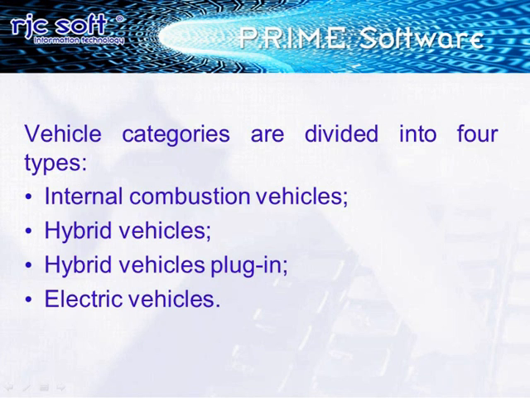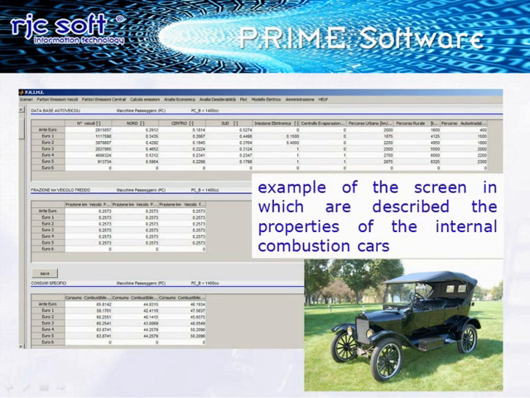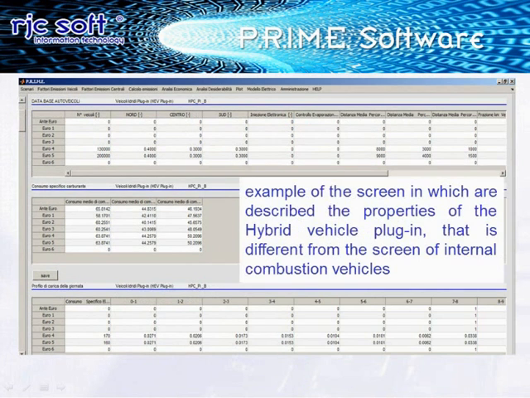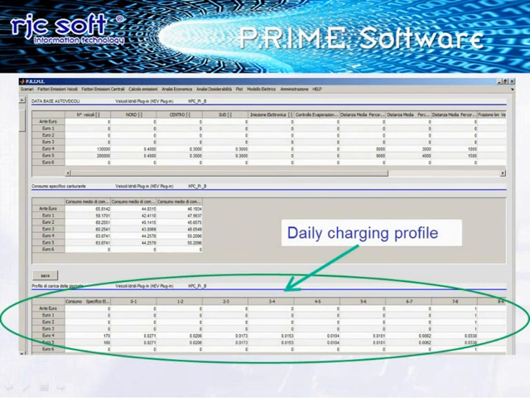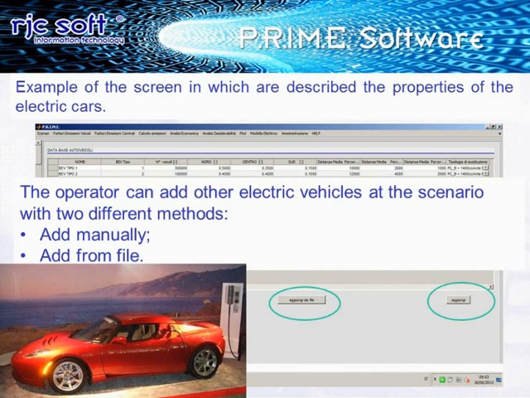plug-in, electric vehicles. Each one of these categories has different properties that the user can modify to change the characteristics of the different scenarios. The following slides are examples of the screens of the software that the operators use for setting the characteristics of vehicles. This slide shows an example of the tables that contain the properties of electric vehicles and, as for the hybrid vehicles, their charging curve.